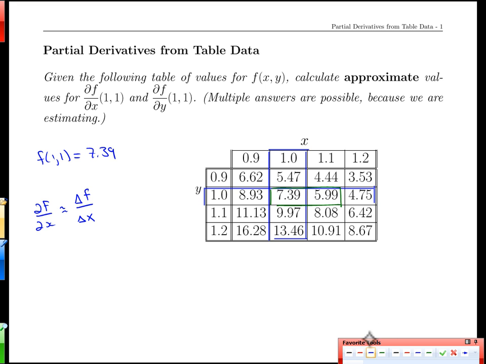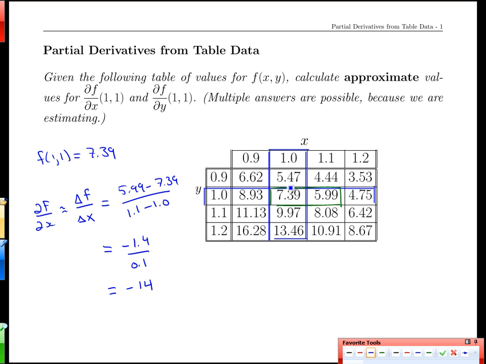If we take these 2 points, let's take the second minus the first. So 5.99 minus 7.39 are the 2 f values. The x values are 1.1 and 1. So we have a nice positive delta x here, but the value of the derivative ends up being negative because the difference here is negative. We end up with negative 1.4 over 0.1, and that is negative 14.